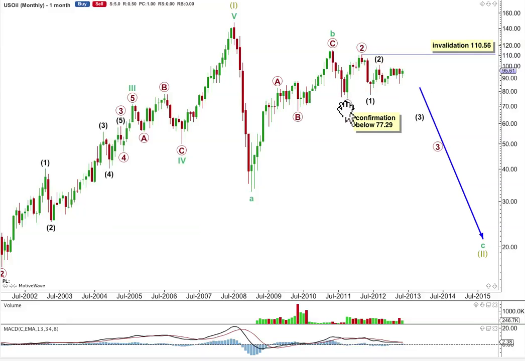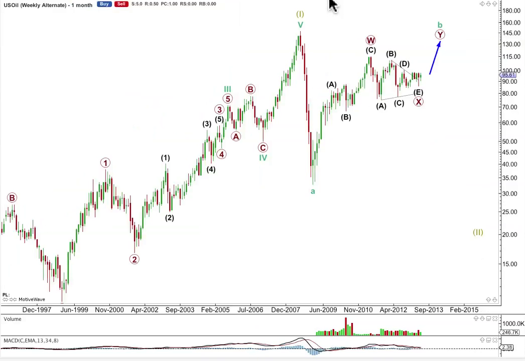This downwards movement here subdivides best as a 5-wave impulse, as does this downwards movement. If we see movement below 77.29, the third wave would have then moved beyond the end of the first and this wave count would be confirmed. Now I've had a couple of people ask me why am I not seeing a triangle here. I'll explain why.